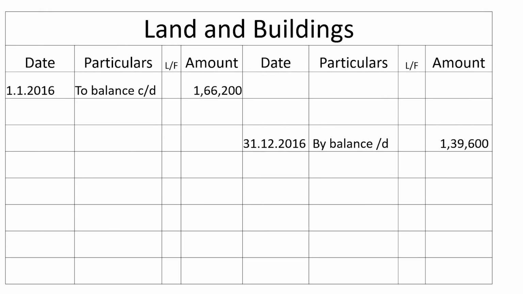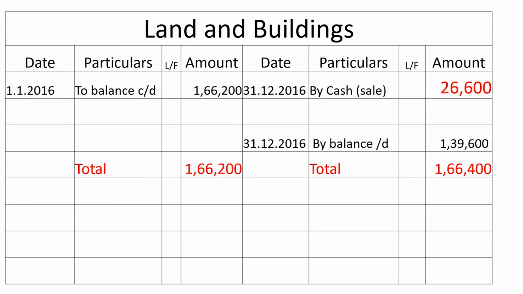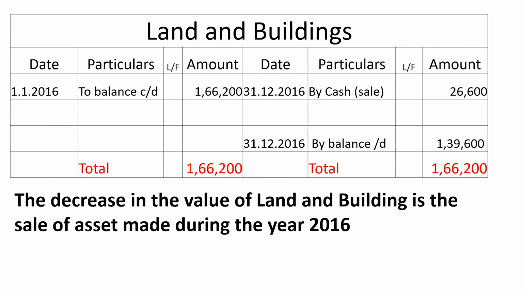The second account we are going to prepare is the land and building account. Land and building, a fixed asset, has a debit balance. All the balances are entered. Nothing is said regarding land and building. So the shortage in land and building, rupees 26,600, will be treated as a sale. So we are crediting the land and building account by cash 26,600. This 26,600 will be the sale of asset made during the year.